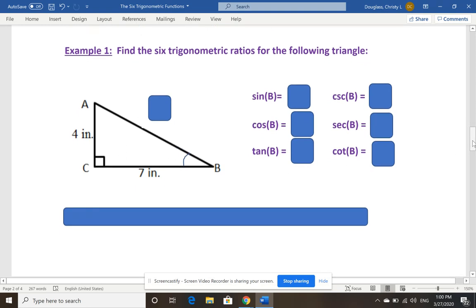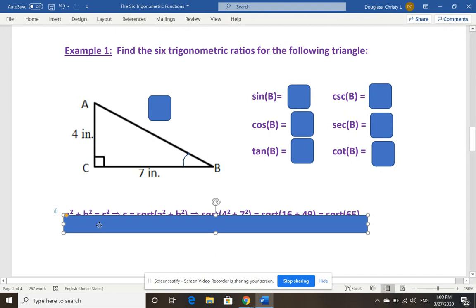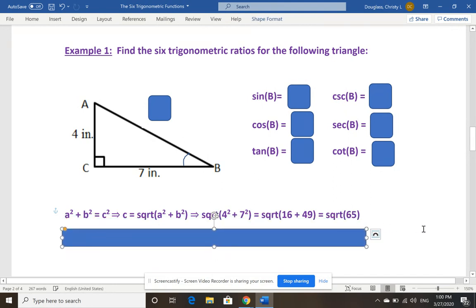And if you have a right triangle and you're missing a side length, just use the Pythagorean Theorem to find that missing side. So I have that math here. So a squared plus b squared equals c squared. So c can be found by taking the square root of a squared plus b squared.